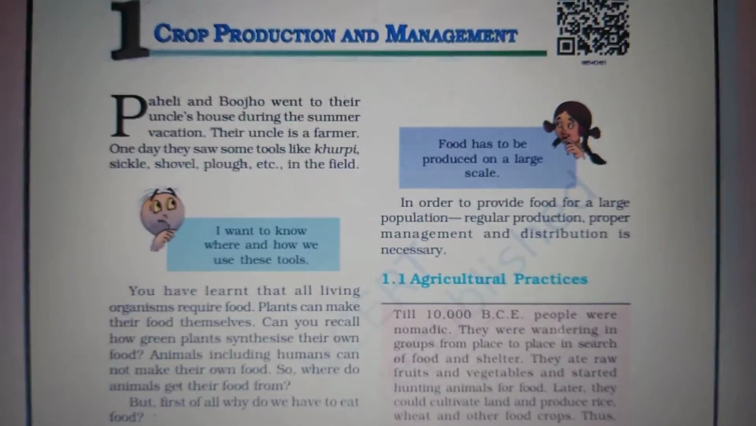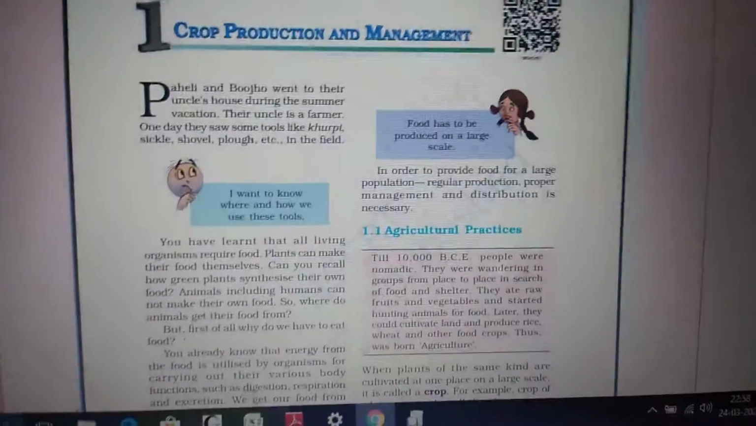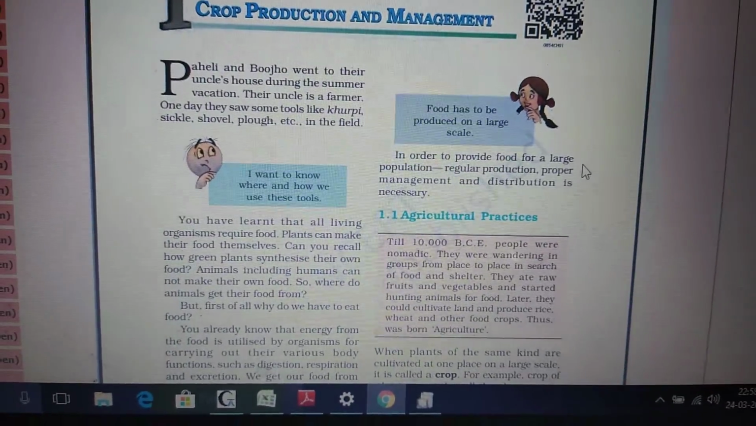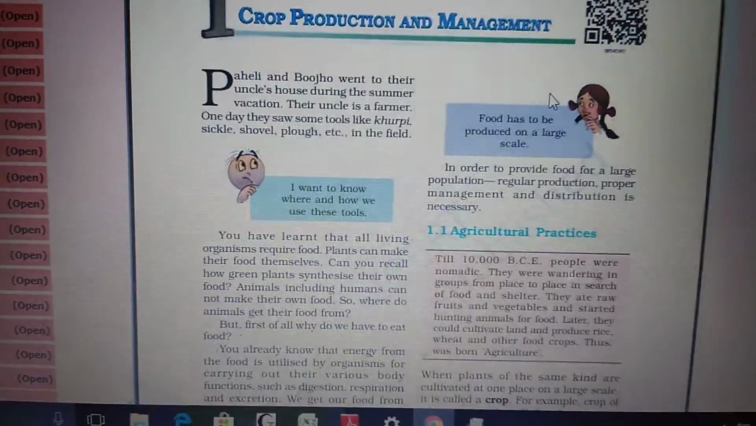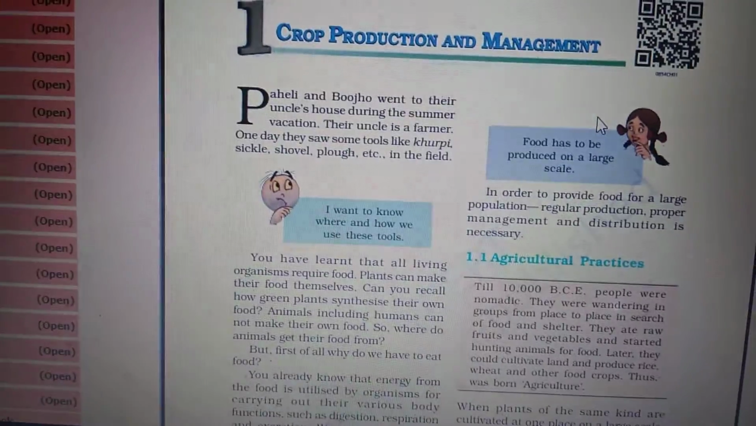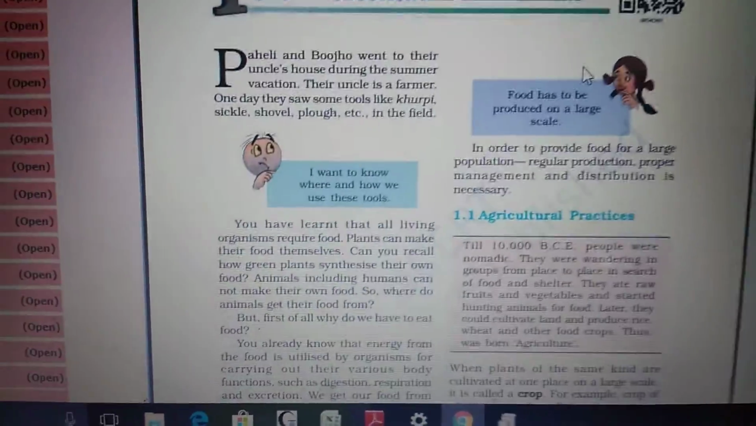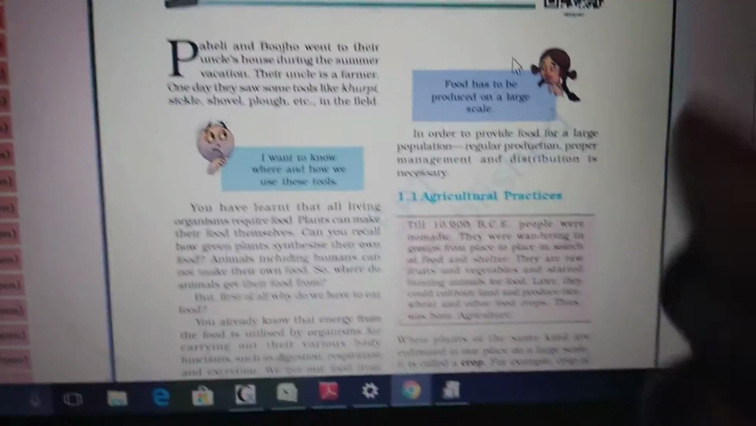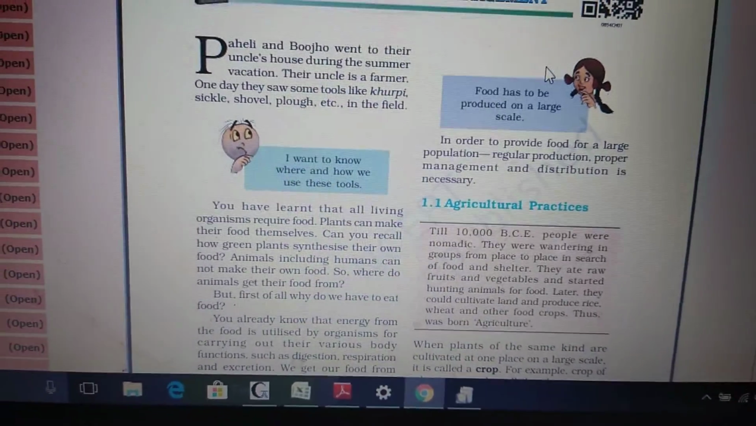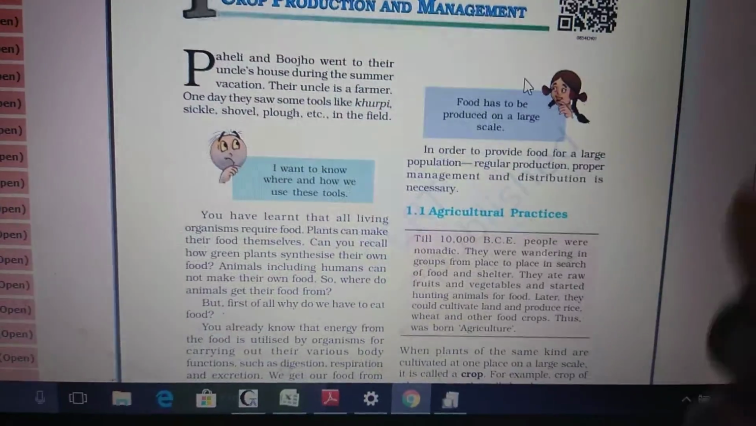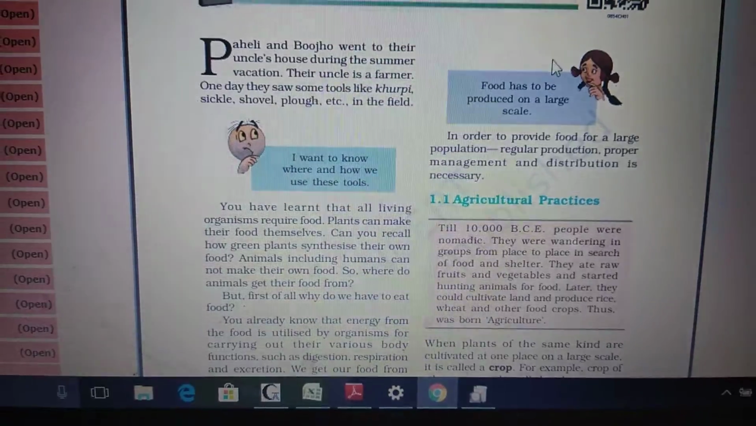Crop production and management. This is the very first topic that we have as far as the CBSE chapters are concerned. In science, we have crop production and management. Crops are very vital, and it is from crops that we get most of our food items, be it vegetables, rice, wheat, or anything that comes from plants.